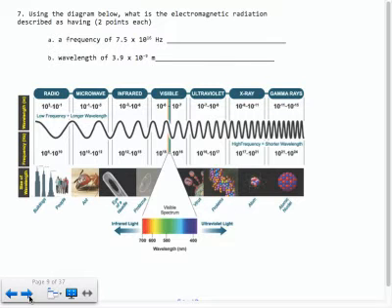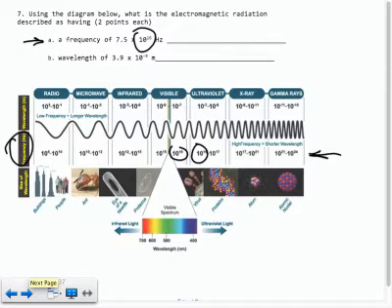Using the diagram below, which is the electromagnetic radiation described as having a frequency of 7.5 times 10 to the 16th. Well, if we look down here, this bottom row of numbers beneath the diagram of the wave represents the frequencies over here. So we want to look for a frequency with 10 to the 16th. Well, there's some here and some here. Since this is 7.5 times 10 to the 16th, it's in between 10 to the 16th and 10 to the 17th, which makes it in the ultraviolet UV range.